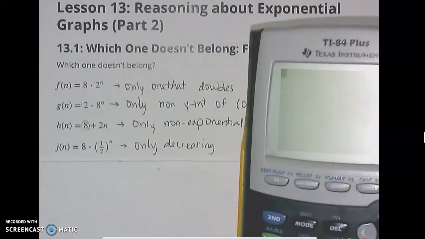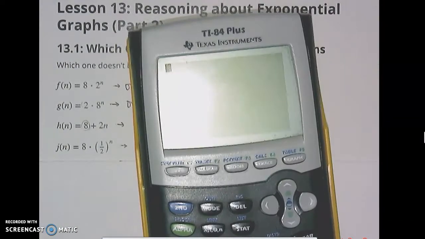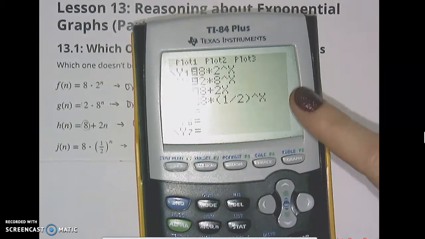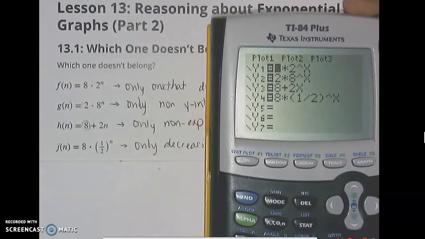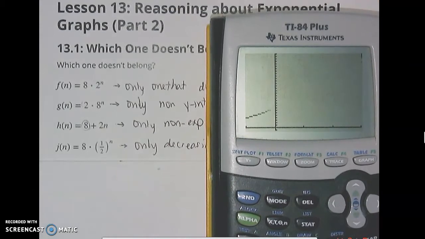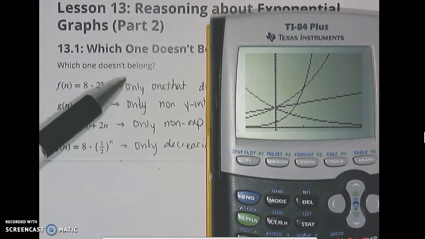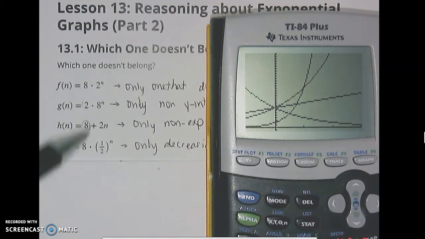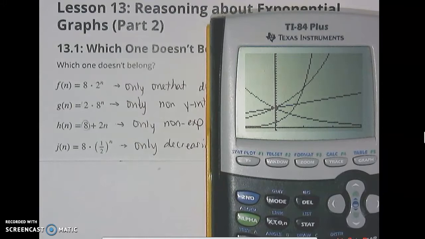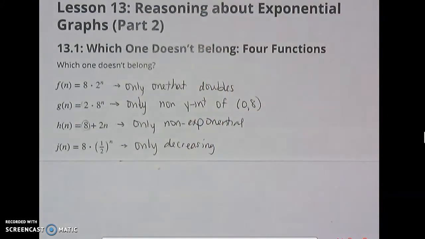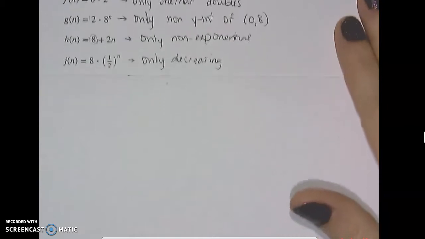And you could also do this by looking at the graphs of them as well. So again, I have typed into the graphing calculator. Let's move this over here a little bit so you can see it. And as you're looking, so there's the 8 times 2 to the n, 2 times 8 to the n, there's 8 plus 2n, and the last one is 8 times 1/2 to the n. So you could also look at the graphs of those to see what's happening with them, okay? So there are obviously other reasons as to why these are the ones that don't belong. Those were just the reasons that we came up with here. All right, so let's keep moving on.